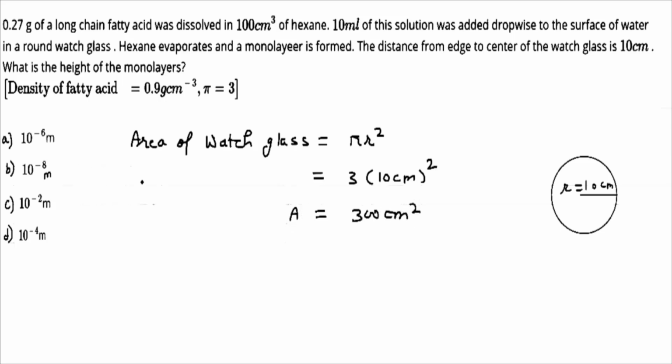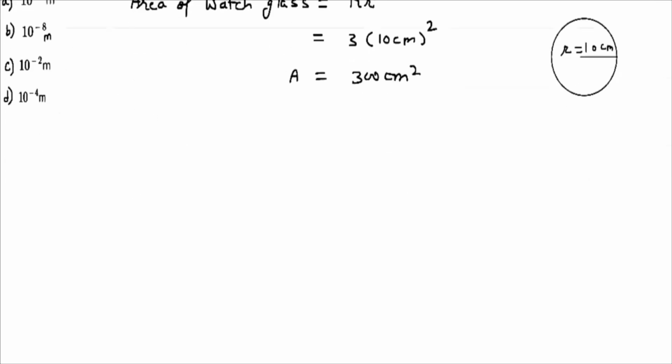Now we have to find out the height of the monolayer formed. Before this, we know that 0.27 gram of long chain fatty acid was dissolved in 100 centimeter cube of hexane. What do you mean by this? This means that 100 ml of hexane contains 0.27 gram of long chain fatty acid. Now by just the unitary method, you can find out how many grams of fatty acid are present in 10 ml.